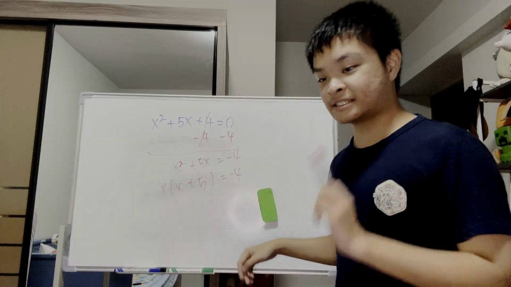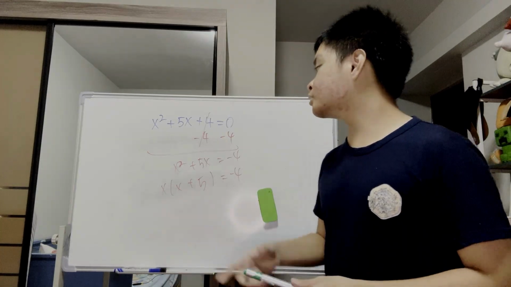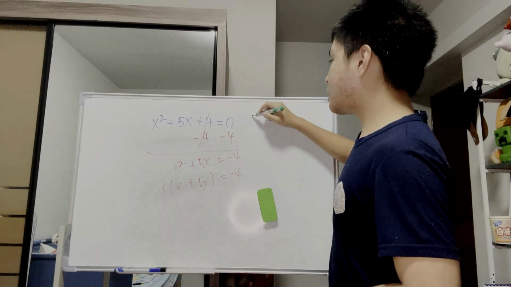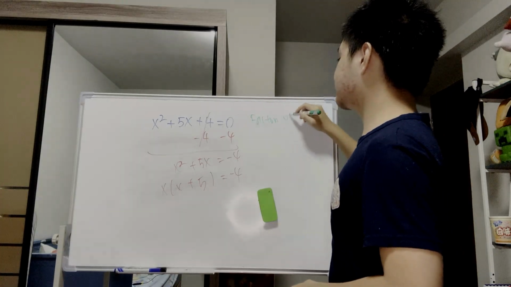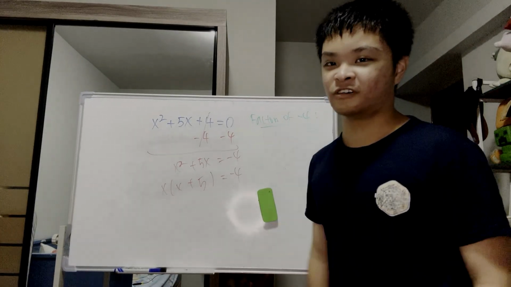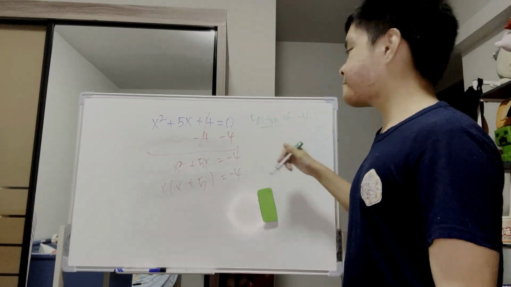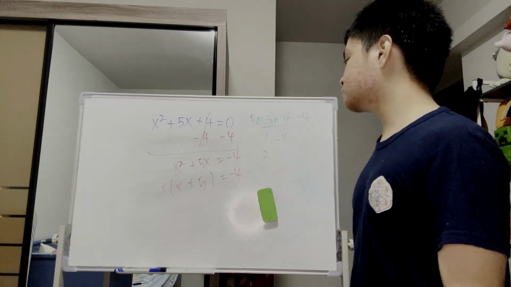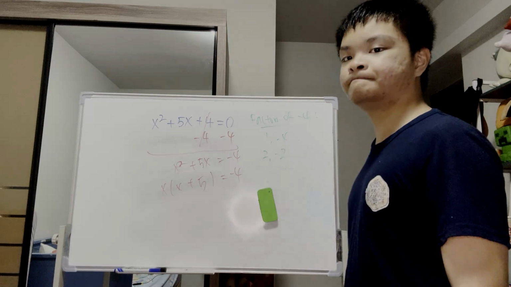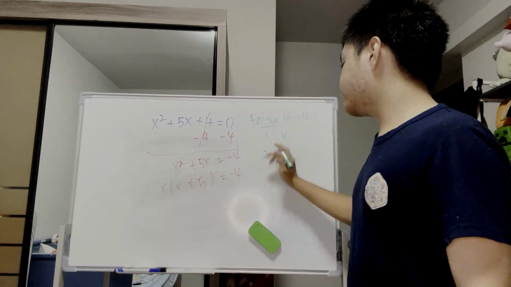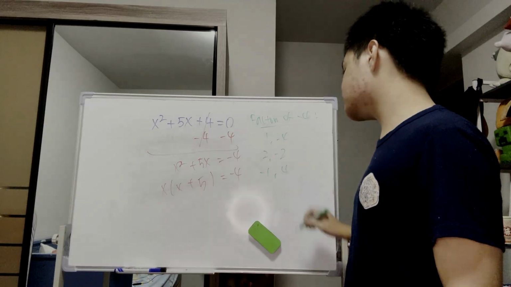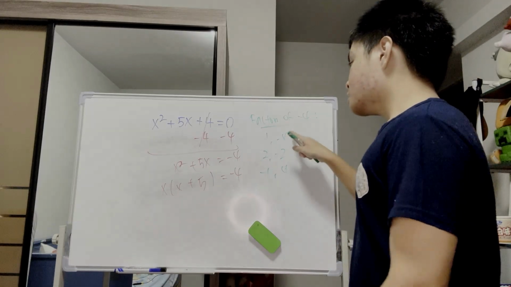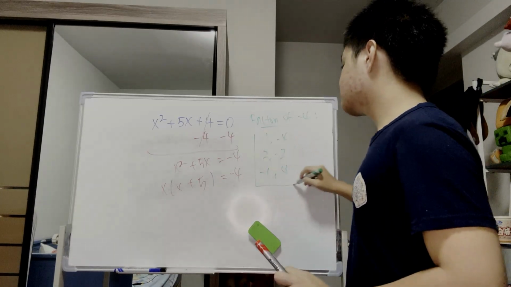From here, this is where things get kind of interesting, and you will quickly see why this method is not worth doing. So I'm going to first write down the factors of -4. What are the factors of -4? Well, if we have 1, we have to multiply by -4. If we have 2, we have to multiply by -2. Simple, right? And if we have -1, we have to multiply by +4. Because if we multiply both negative, we'll just get back a positive number. So these are the factors of -4.